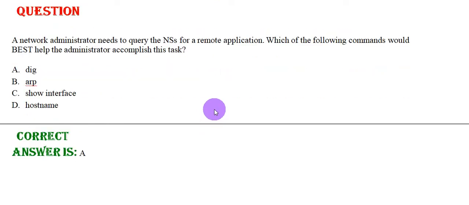A network administrator needs to query the DNS for the remote application. Which of the following commands would best help the administrator to accomplish this task? Option A, DIG. Option B, ARP. Option C, show interface. And option D, hostname. The correct answer is option A.